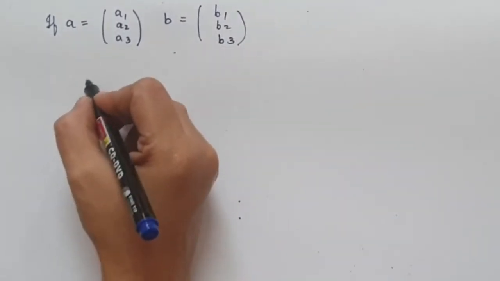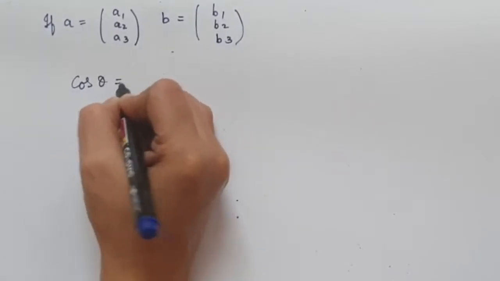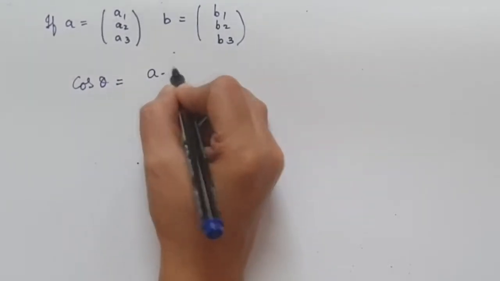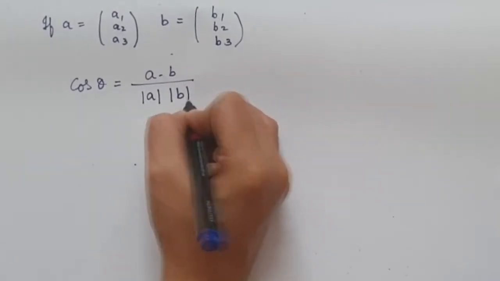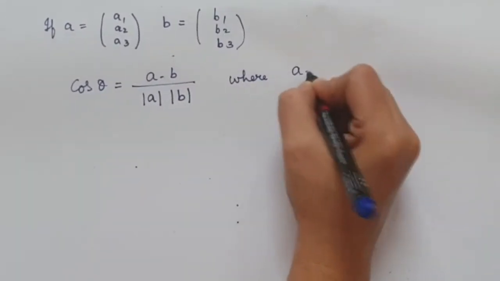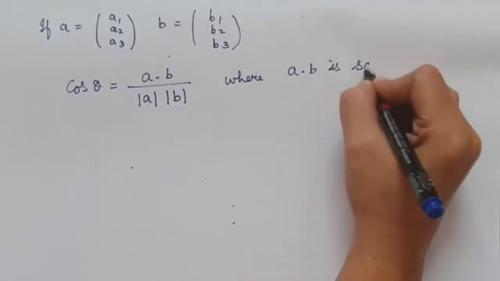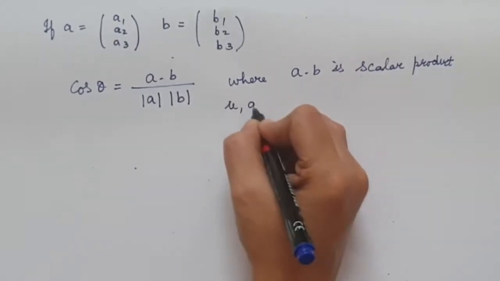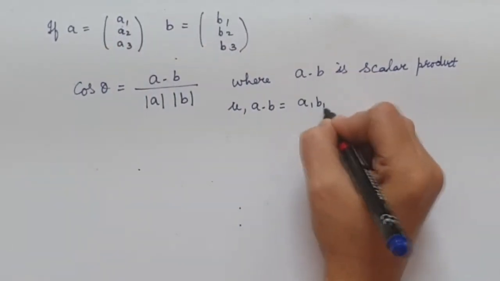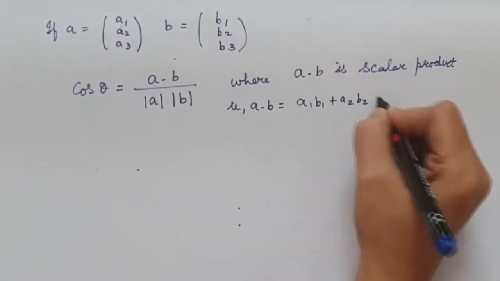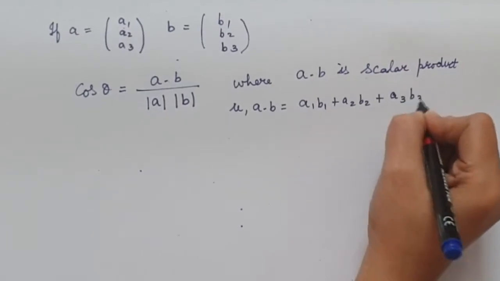Then the angle between these two vectors, cos theta, will be equal to A dot B divided by magnitude of A into magnitude of B, where A dot B is called the scalar product. That is, A dot B will be equal to A1 B1 plus A2 B2 plus A3 B3.